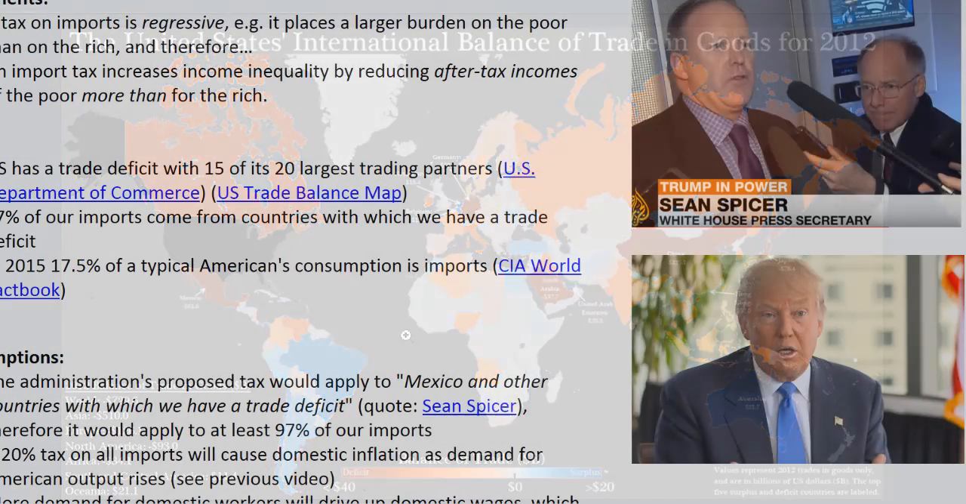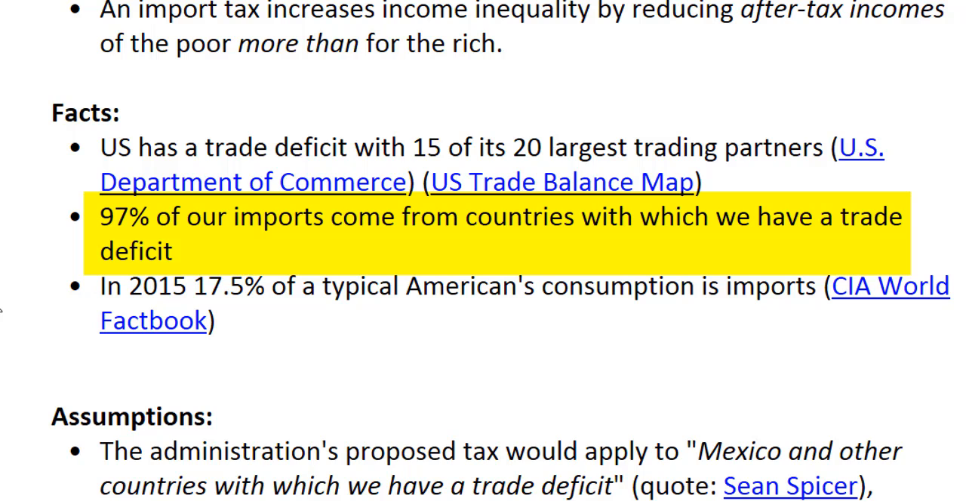Another important fact is that 97% of the import spending of the United States of America is on imports from countries with which the United States has a trade deficit. In other words, these 15 countries with which we have trade deficits are our most important trading partners. And imposing tariffs on countries like Mexico and others with which the U.S. has a trade deficit means that the U.S. will be placing tariffs on nearly all the goods that we buy from the rest of the world.